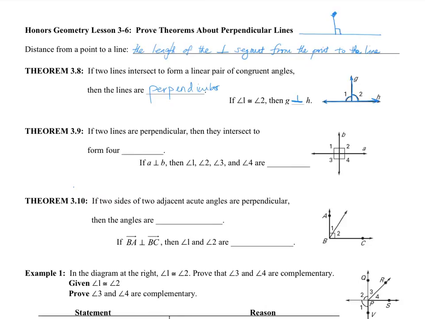Theorem 3.9. If two lines are perpendicular, so line A is perpendicular to line B, then they intersect to form right angles, 4 right angles. So again, if A is perpendicular to B, then we have angles 1, 2, 3, and 4 being right angles.